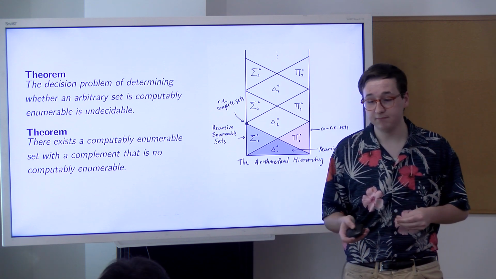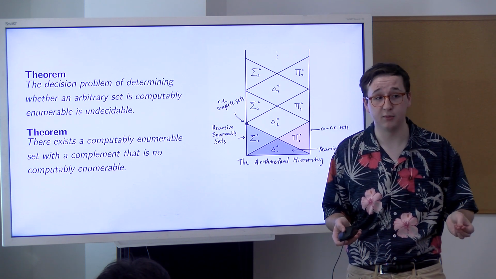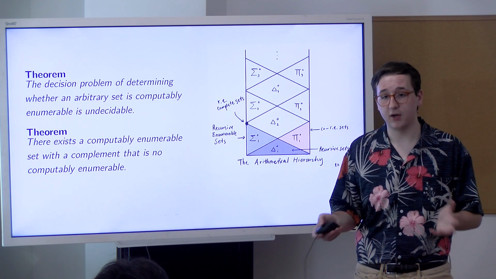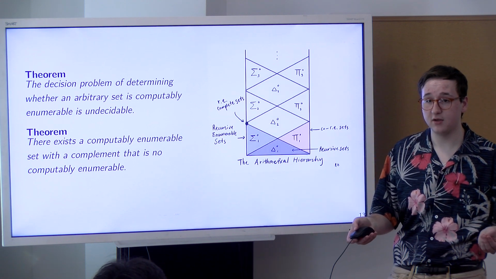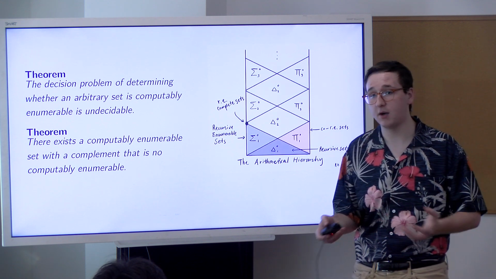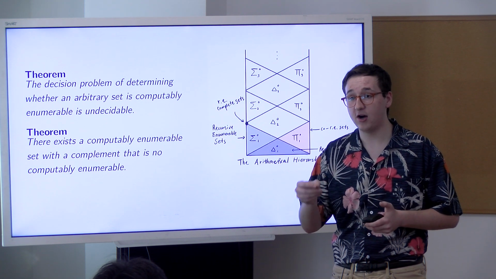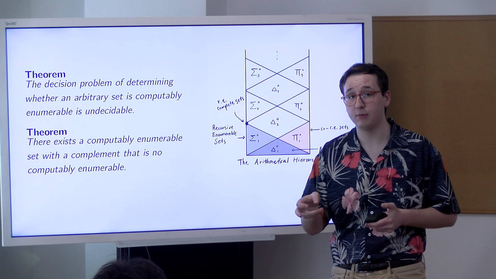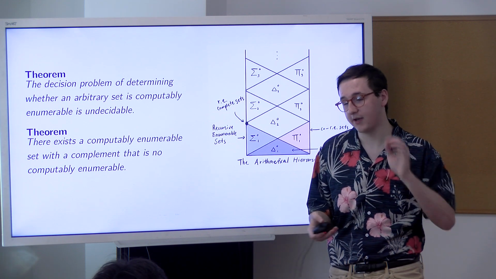The second one is that there exists a computably enumerable set with a non-computably enumerable complement. Think about even numbers: the complement of the even integers is the odd integers. The complement of the perfect squares is the non-perfect squares. There exists a computably enumerable set whose complement is not computably enumerable. The proof of that is out of the scope of this.